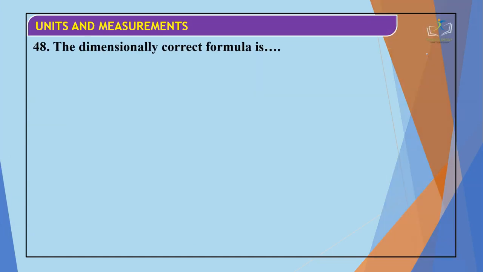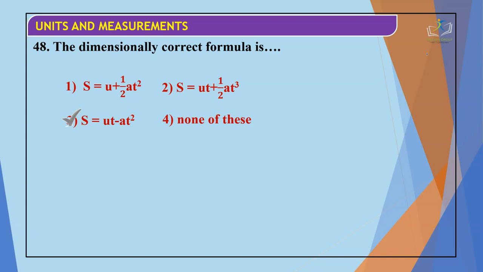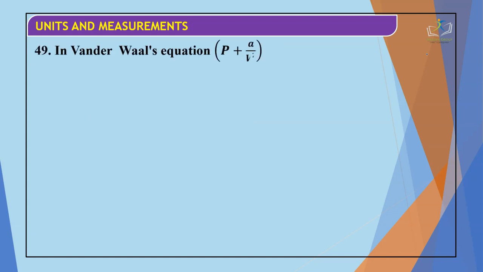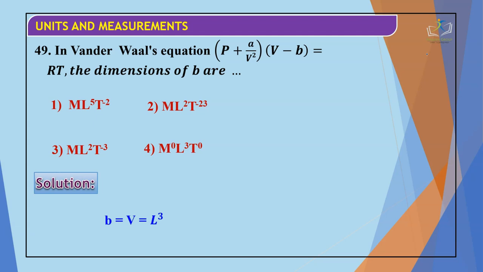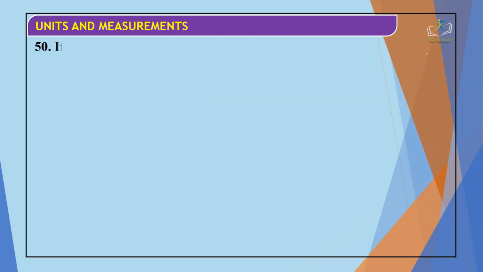Next question we have: the dimensionally correct formula is, the correct answer is S is equal to ut minus at square. Next, in the van der Waals equation, RT, the dimensions of BR. So the dimension of BR we can calculate, like V is equal to V, which is L3. According to this, the correct option is the 4th.